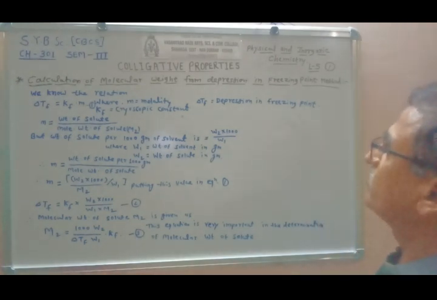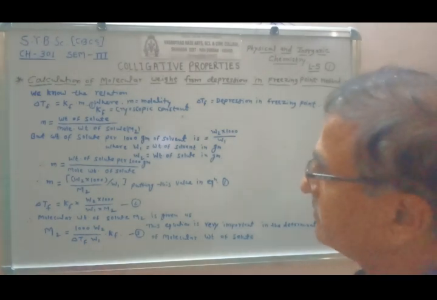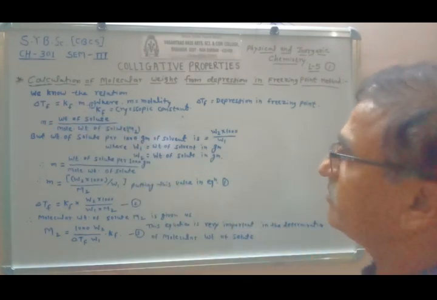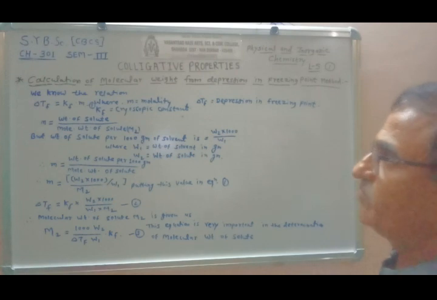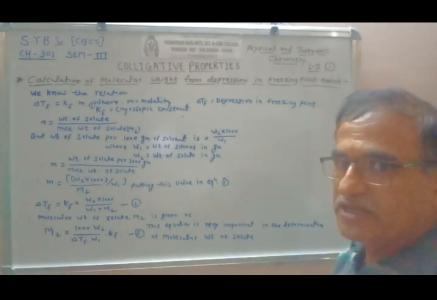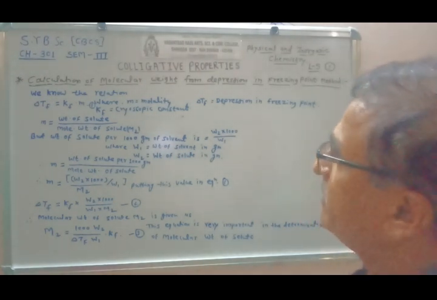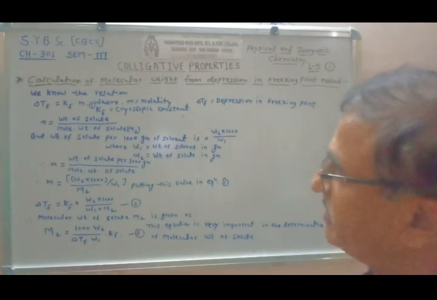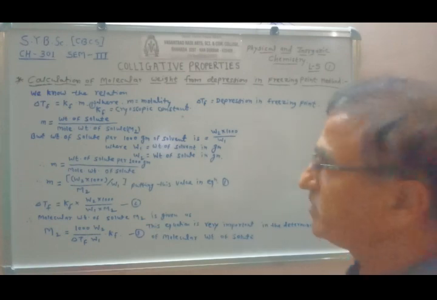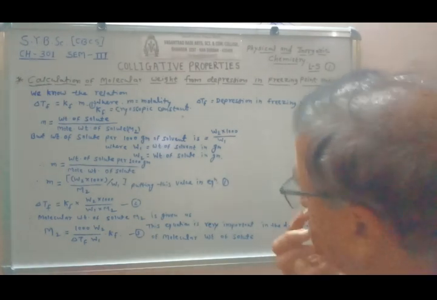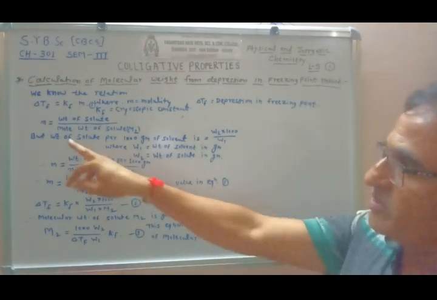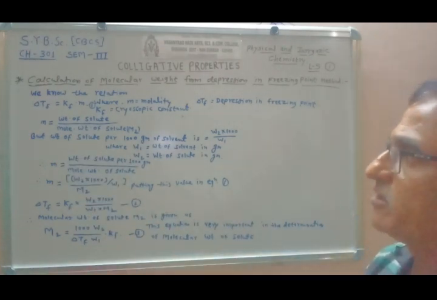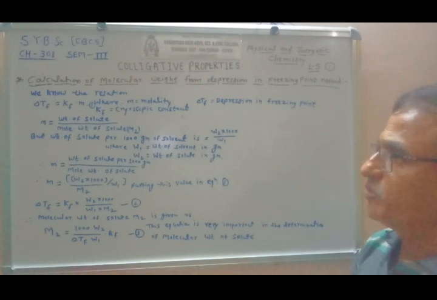We have already studied the relation delta Tf is equal to Kf into m, where m is the molality and delta Tf is the depression in freezing point. Kf is the cryoscopic constant. But m is equal to weight of solute divided by molecular weight of solute, M2.